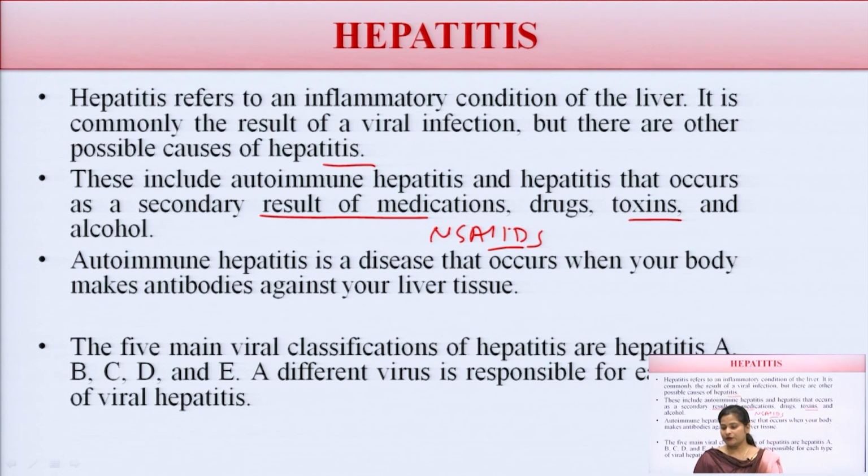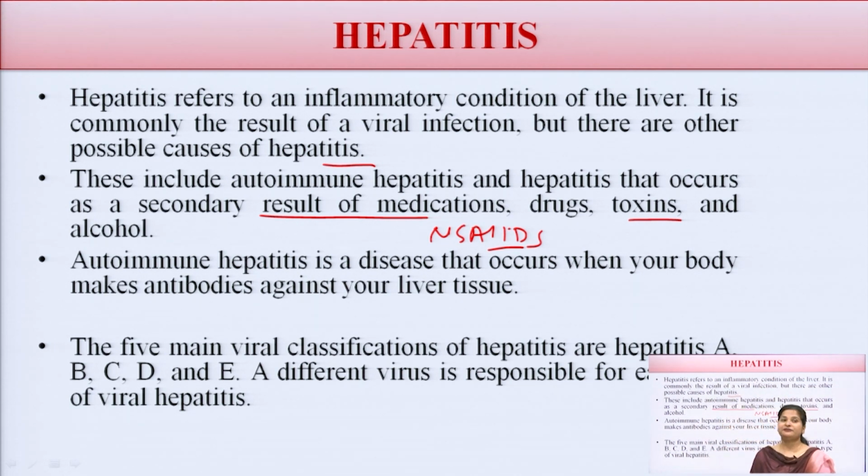Now, autoimmune hepatitis is a disease that occurs when the body makes antibodies against your liver tissues. What is the function of the immune system? It performs the self defense mechanism. But in autoimmune hepatitis, the antibodies act against the liver tissues. They damage the liver tissues as they see them as dangerous agents, so they attack them. That is autoimmune hepatitis.